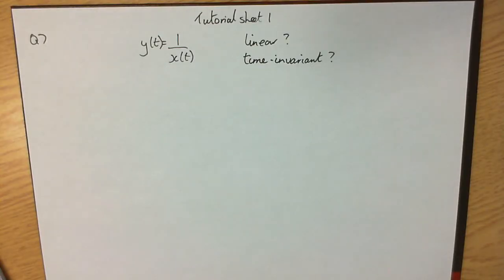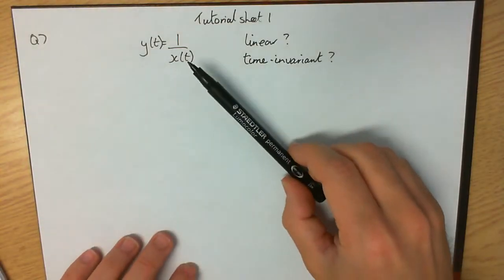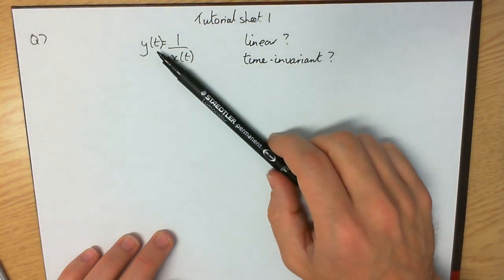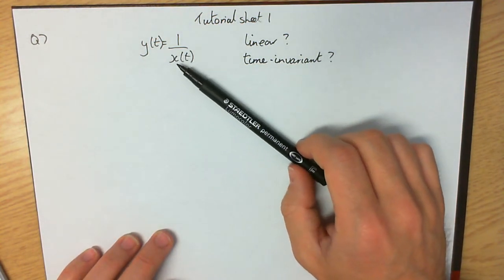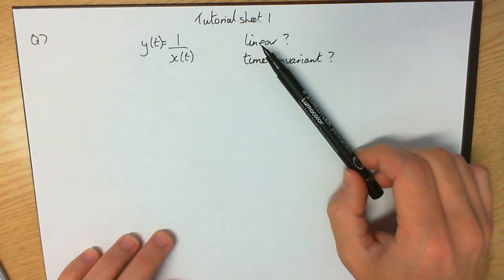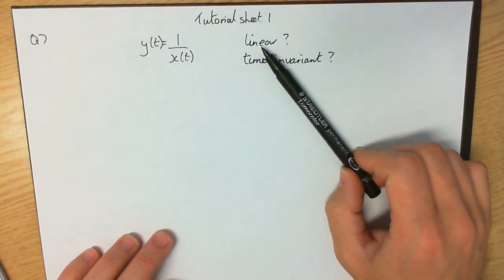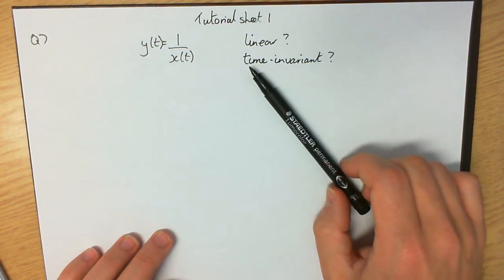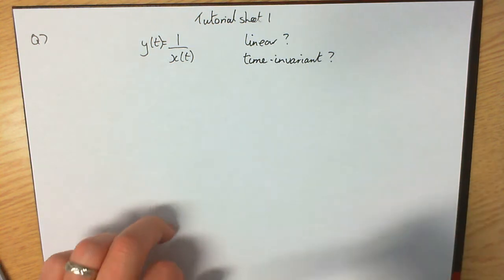Tutorial sheet 1, question 7. We're given this function y of t is 1 divided by x of t, and we're asked to find whether this function is linear and is it time invariant.